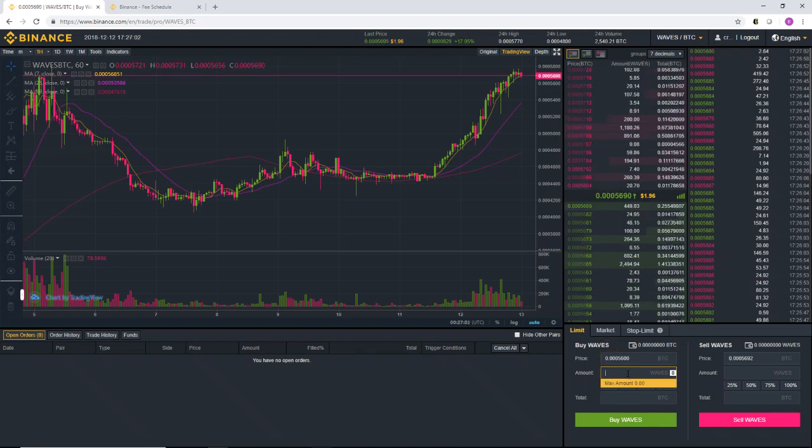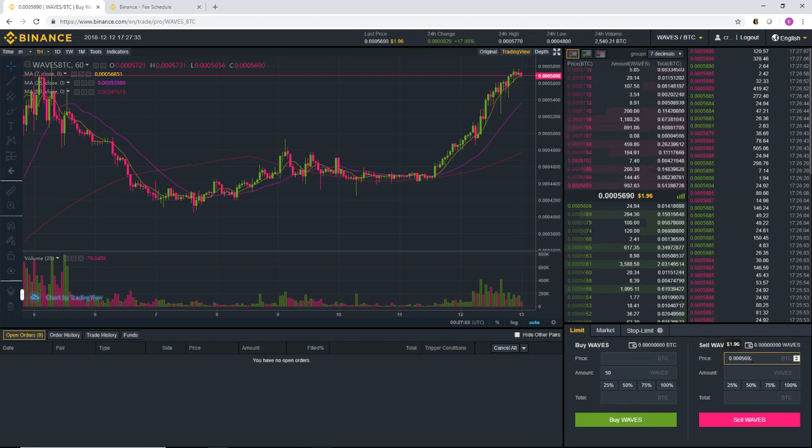This account is fake, so it's not funded. But if I wanted to buy 50 Waves, I can type that in there, and it tells me it costs 0.028 Bitcoins in order to do so. If I enter that trade, I will only buy the Waves if the price dips to that level. I will not buy it at the current price, and I will not buy it at any price higher than 5600.